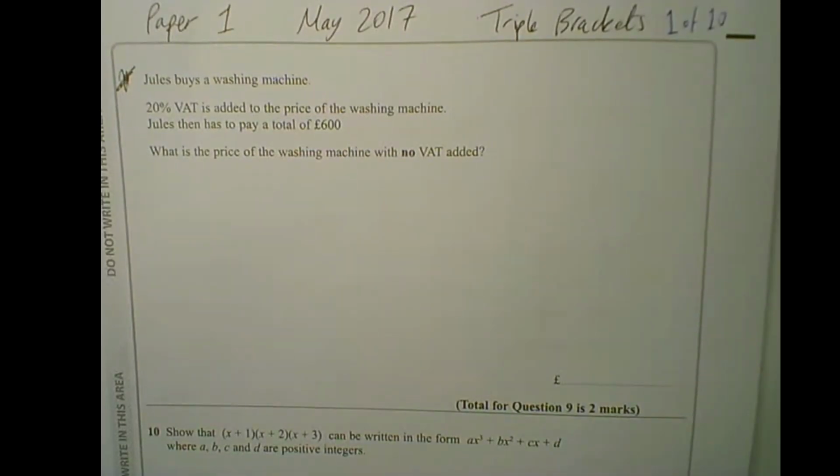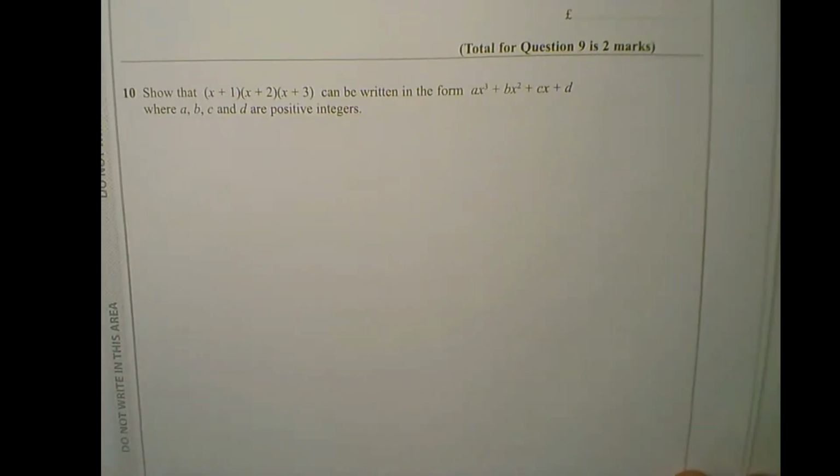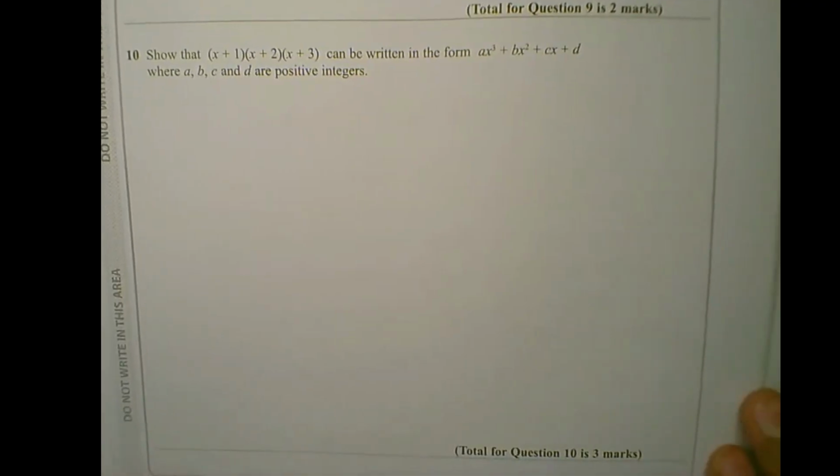Dobrodan. Today we are looking at triple brackets. This is paper 1, May 27th. The first of 10 questions, and we're going to skip the top part. And this is where you can see we have our triple brackets.